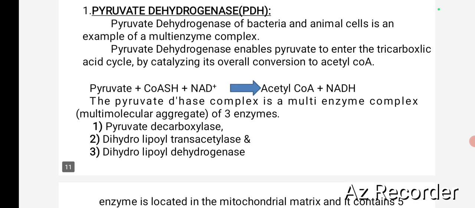The pyruvate dehydrogenase complex is a multi-enzyme complex, a multi-molecular aggregate of enzymes, which consists of 3 enzymes: pyruvate decarboxylase, dihydrolipoyl transacetylase, and dihydrolipoyl dehydrogenase. These 3 enzymes combine together to catalyze the formation of acetyl-CoA from pyruvate, generally named pyruvate dehydrogenase.